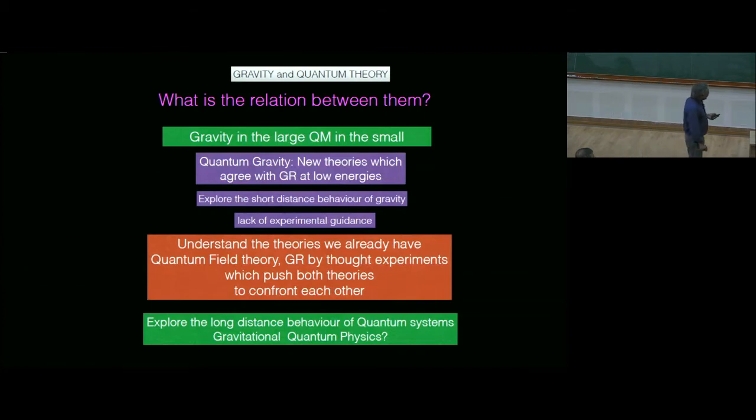So that is one approach which is being tried quite seriously, including string theory and all the efforts in that direction. Another approach is to just understand the theories we already have. Take quantum field theory, which we understand, at least quantum electrodynamics we understand, and then take the classical general relativity, and put these two theories together by thought experiments and try to push each to the limit and make them confront each other, create a problem that we would have to resolve. That's the philosophy I'd like to follow.